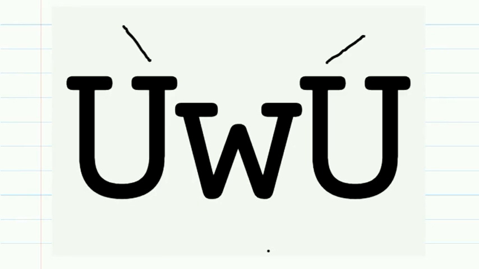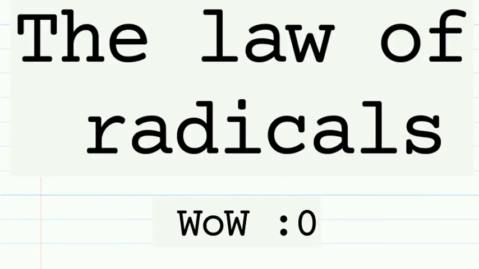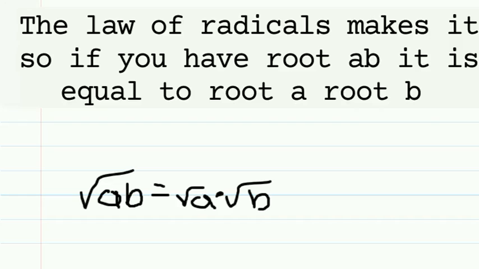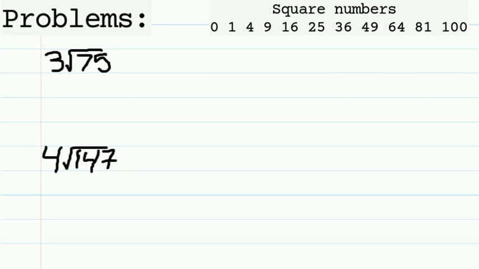Now here's the golden apple to solving the silly square roots and radical radicals. The law of radicals. Wow. The law of radicals makes it so you have root AB equals to root A and root B. Let's start off with the problems now. You might want to set up a square number chart from 0 to 100. This is going to help a lot.